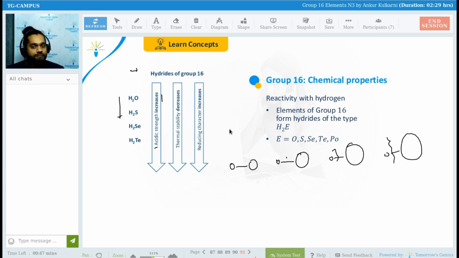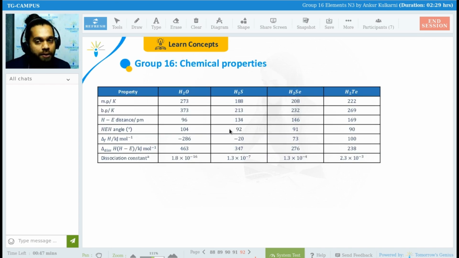Due to the large size of the atom, dissociation becomes easy. That means more H plus will be released. So that is how the acidic strength increases. And that is the reason thermal stability decreases. As you go down the group, heat it, immediately it will break. Thermal stability decreases. Is it clear, Sasidharan, now? Yes, sir. So that is how your hydrides work.